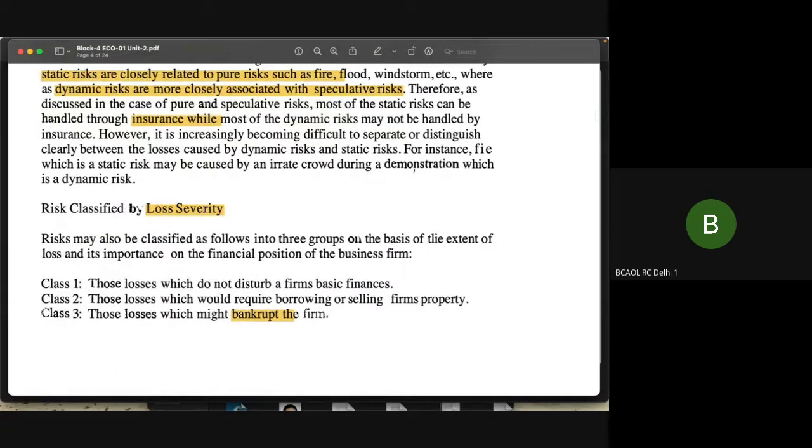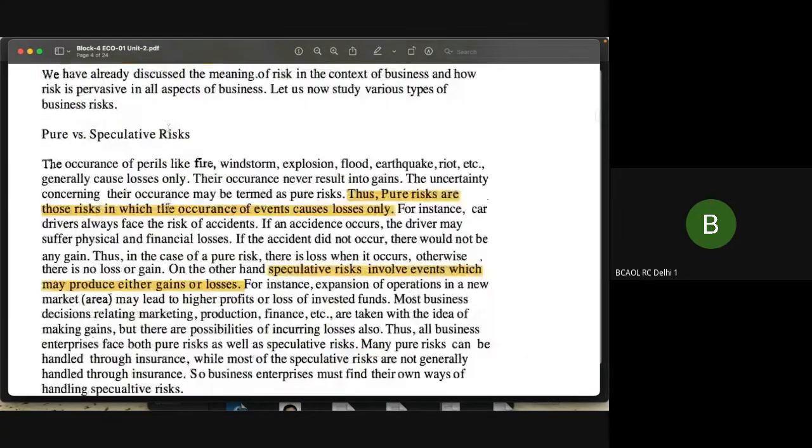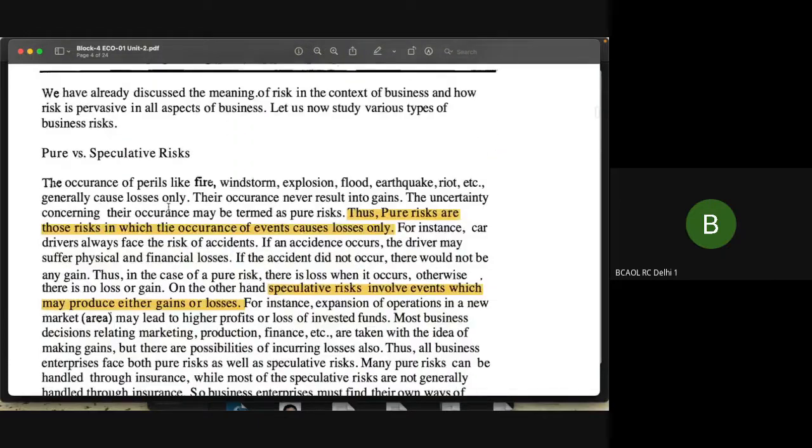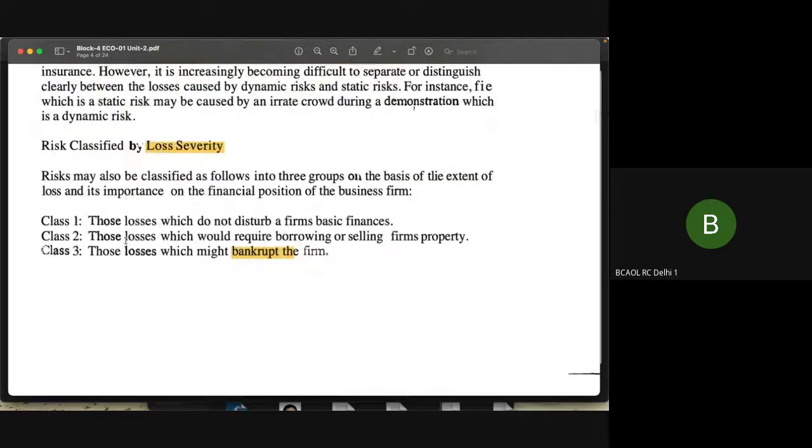Risks are also classified by these types. Okay, so one was this distinction, the other is by severity. First, the type of loss which does not affect your finances. Then there are types of losses that may be a little bit problematic for you. You may borrow money in this case and protect yourself. And the third case is that the loss is so huge that you have to shut the business down because you're going bankrupt.